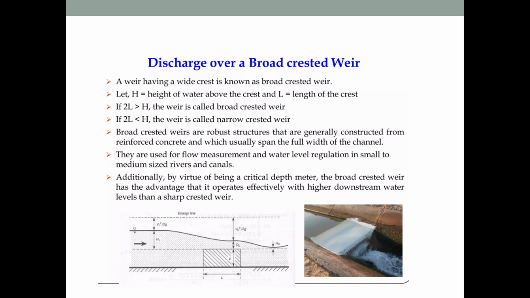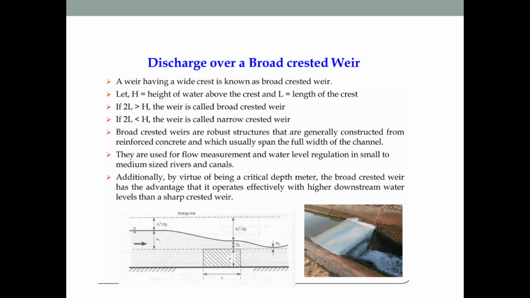And the next one is the discharge over the broad crested weir. Here we have a wide crest. If the crest is very wide, we call it broad. H is the height of the water above the crest, and L is the length. If 2L is greater than H, it is broad crested. If 2L is smaller than H, we call it narrow crested.